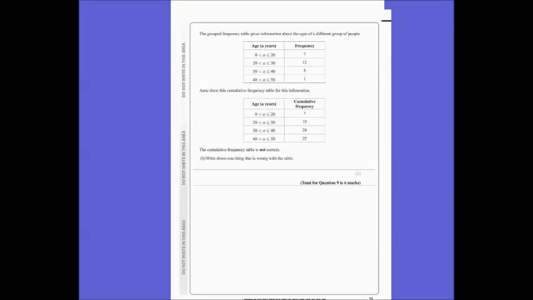It says the group frequency table gives information of the ages of different groups of people. Anne drew the cumulative frequency table for this information. The cumulative frequency table is not correct. Write down one thing that is wrong with the table.